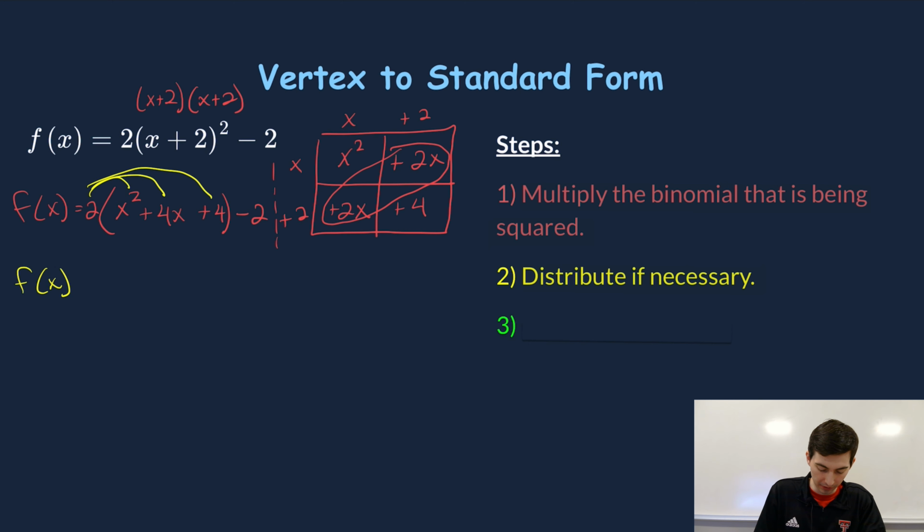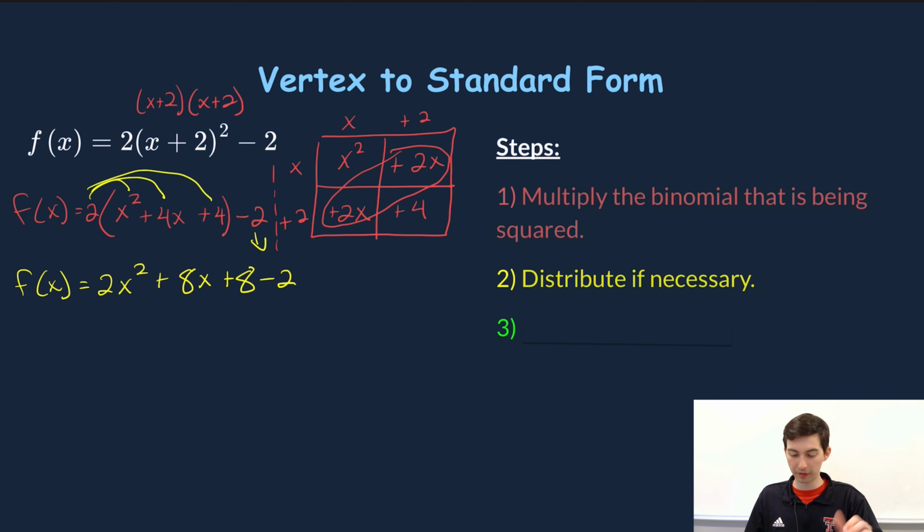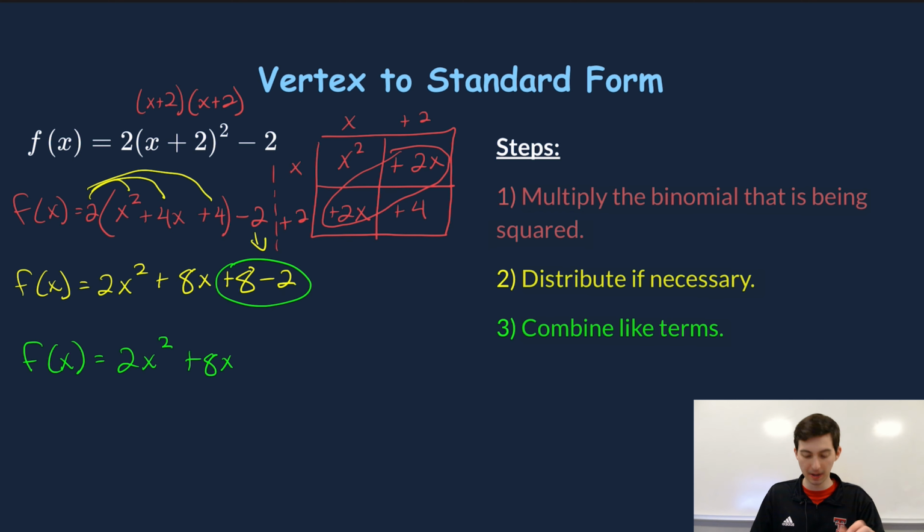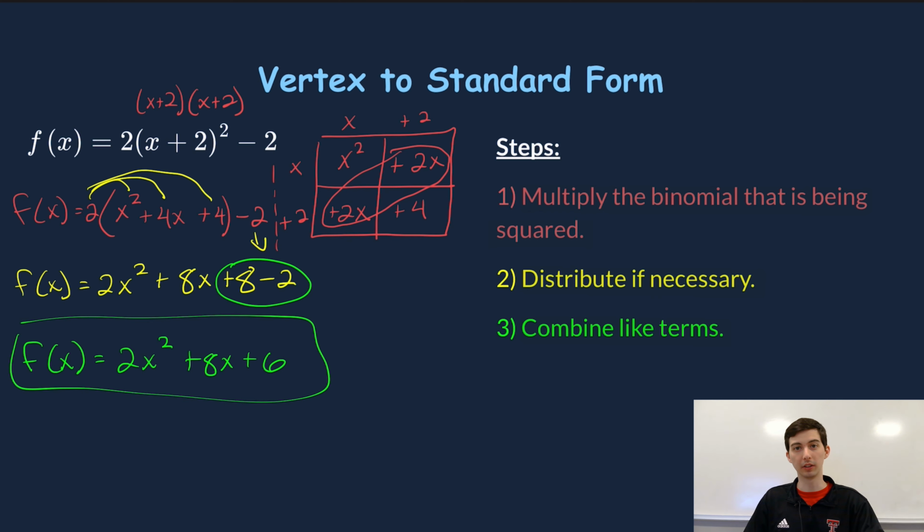So now f of x is going to be equal to 2 times x squared is 2x squared. 2 times 4x will give me plus 8x. And 2 times positive 4 will give me plus 8. And then I'm going to bring down this minus 2. My third step now is pretty simple. All I have to do once I'm to this point is just combine my like terms, which is just this 8 minus 2. So I get f of x is equal to 2x squared plus 8x, and 8 minus 2 will give me plus 6. So I did end up back where we started with the original standard form.